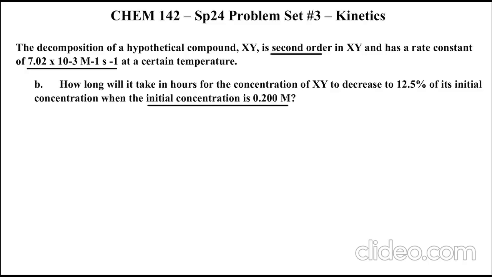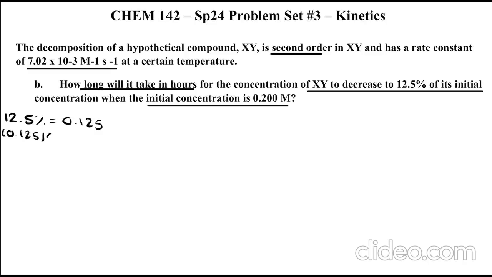And we are asked how long it'll take, in hours, for the concentration of XY to decrease to 12.5% of its initial concentration. Now, if we turn 12.5% into a decimal, we know that 12.5% is equal to 0.125. Now, if we multiply 0.200 molar times 0.125, we know that the concentration we want to get is 0.0250 molar. This is the value that we're going to use to solve our problem.